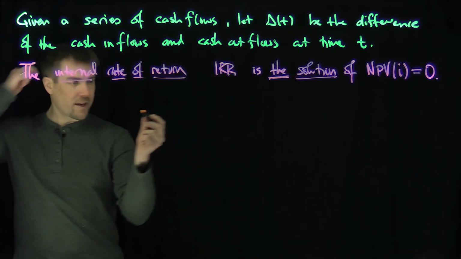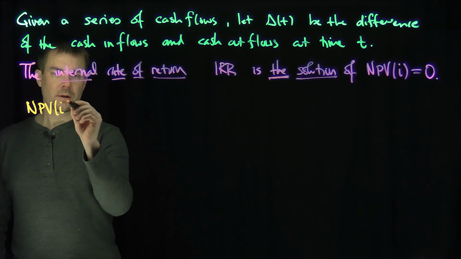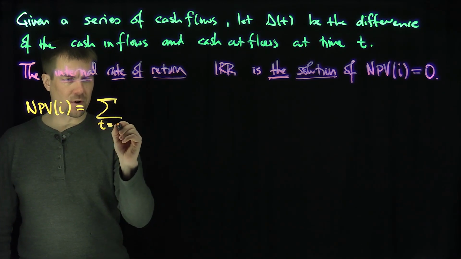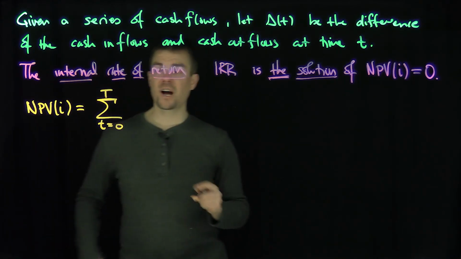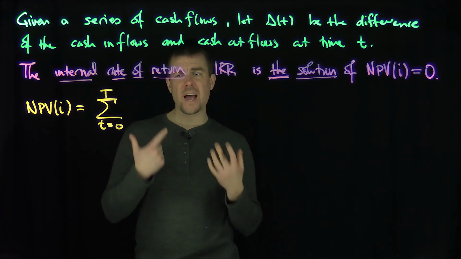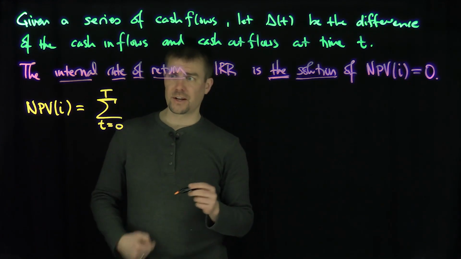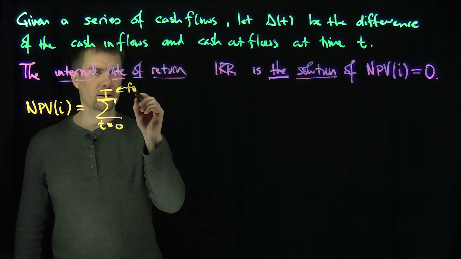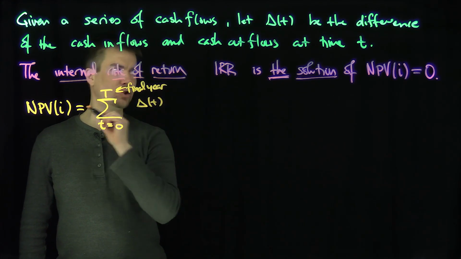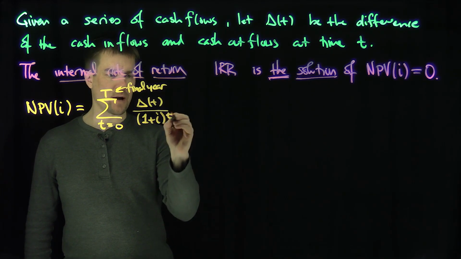So this means there might be a lot of cash flows. Remember that the net present value of I is the sum, where t goes from 0 up to some final time T. Typically we think of these as annual rates of return, so t starts at year 0, year 1, year 2, all the way up to the final year T, of delta t, the change in the cash flow, the inflow and the outflow, over 1 plus I to the power t.